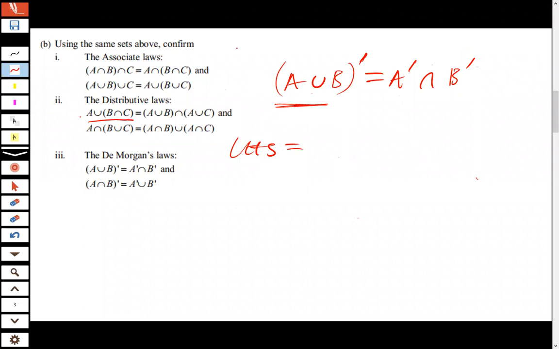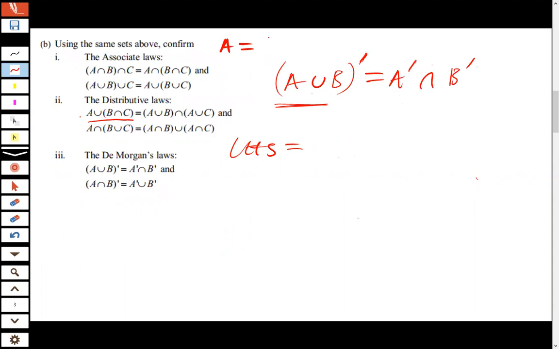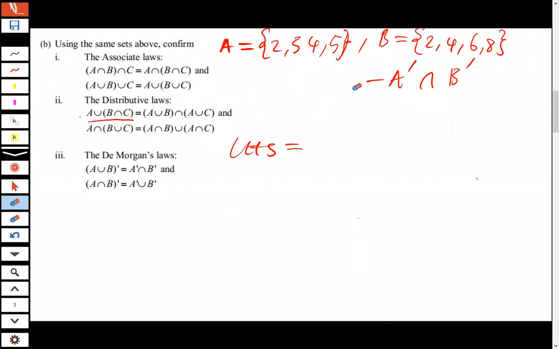So maybe let me solve this one instead of just leaving everything without solving. So we have A, which is equal to 2, 3, 4, 5. So A is equal to 2, 3, 4, 5, and our B is simply equal to 2, 4, 6, 8.